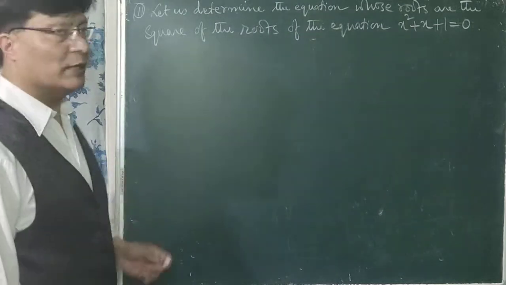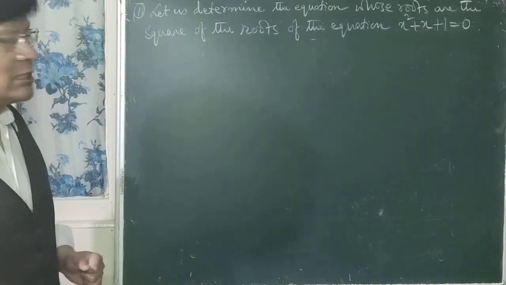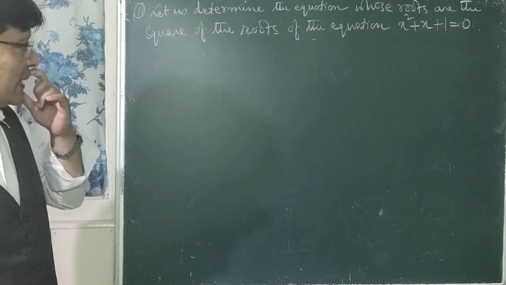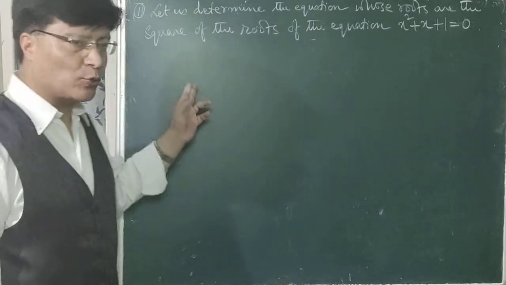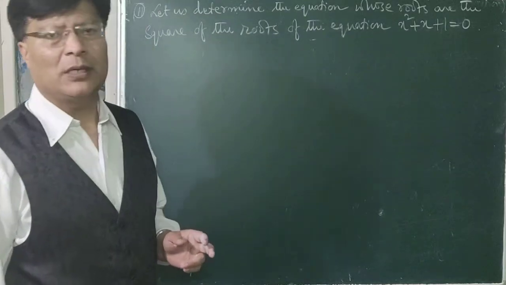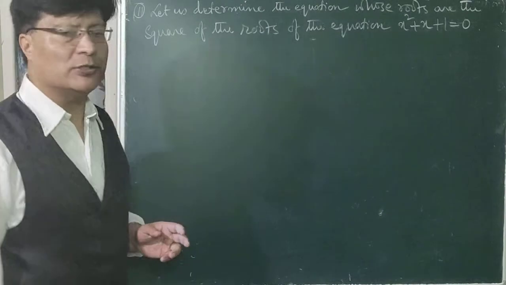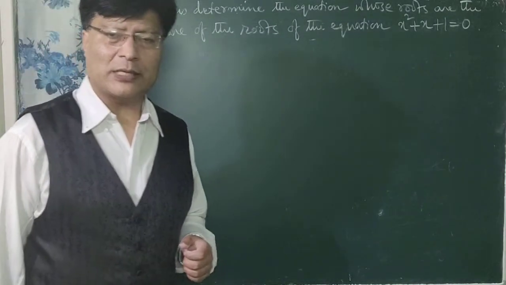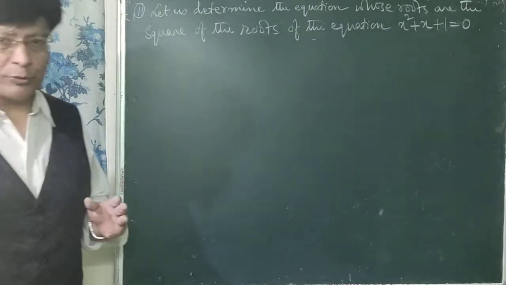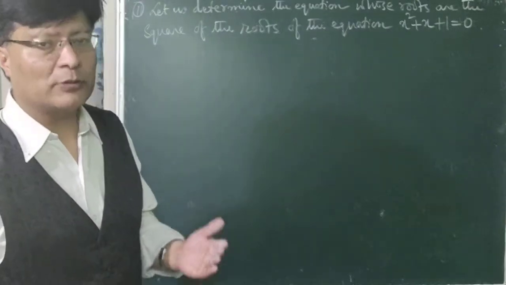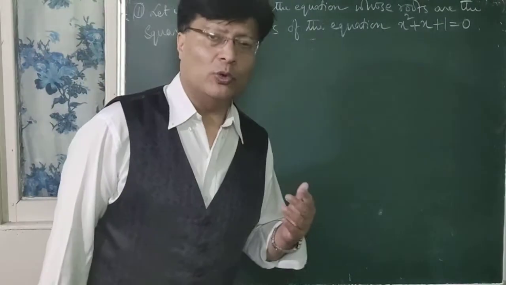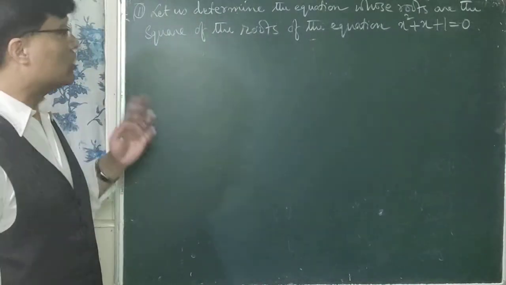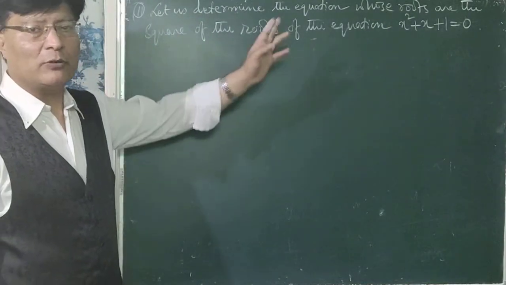Now we do question number 11. Let us determine the equation whose roots are the square of the roots of the equation x square plus x plus 1 is equal to 0. Here the quadratic equation is given, that is x square plus x plus 1 is equal to 0, and you have to find out the quadratic equation whose roots are the square of the roots of the given quadratic equation.